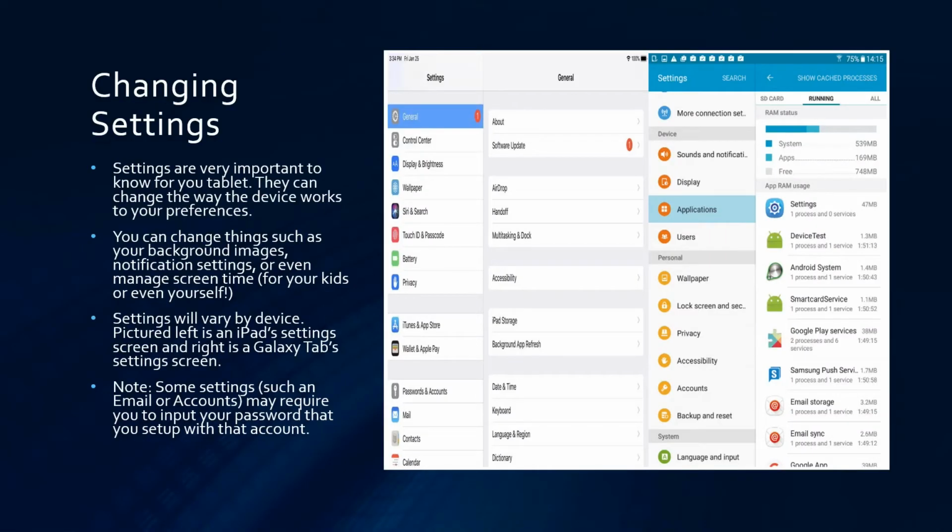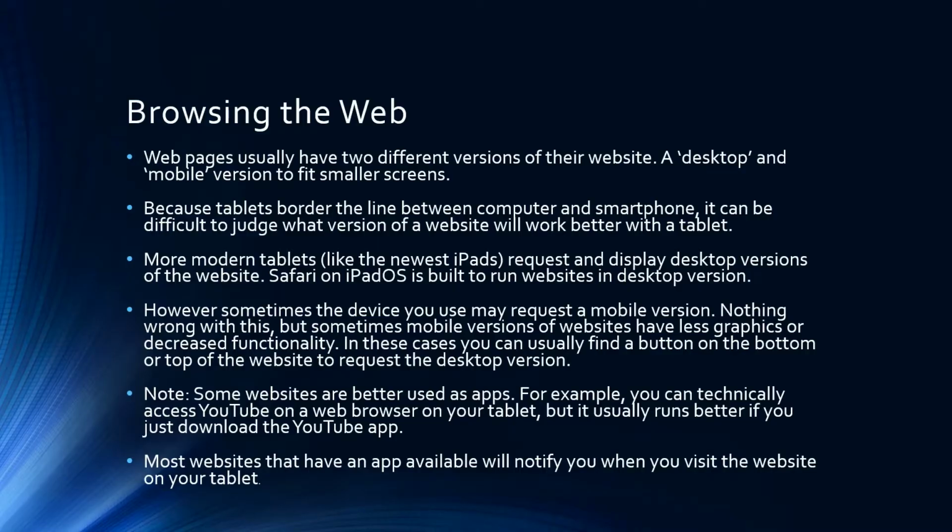Changing settings. Settings are very important to know for your tablet. They can change the way the device works to your preferences. You can change things such as your background images, notification settings, or even manage your screen time for your kids or even for yourself. Settings will vary by device. Pictured left is an iPad settings screen and right is a Galaxy Tab settings screen. Note: some settings such as email or accounts may require you to input the password that you set up with that account.